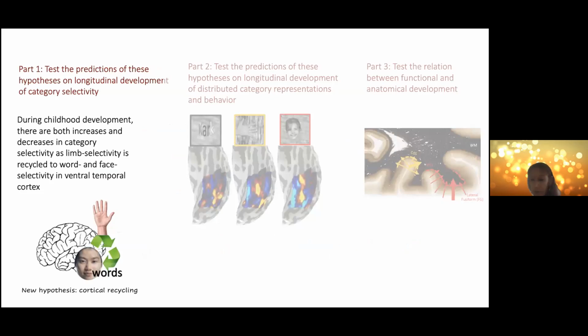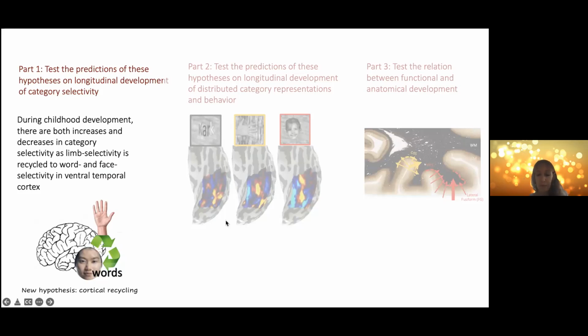So basically what I've shown you so far is new data that shows that during childhood development, there are both increases and decreases in category selectivity. And we have this evidence that limb selectivity that's prominent in young children is recycled into word and face selectivity in ventral temporal cortex.